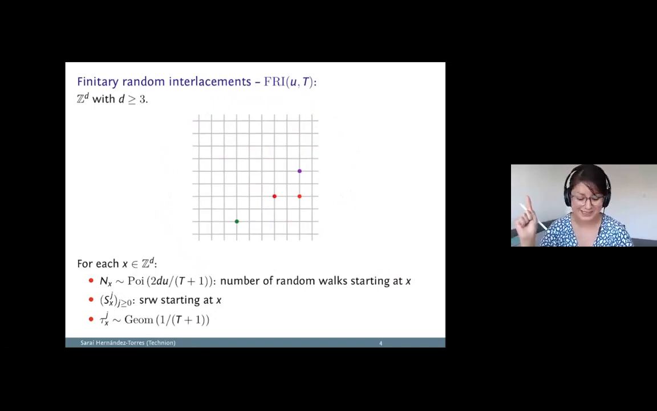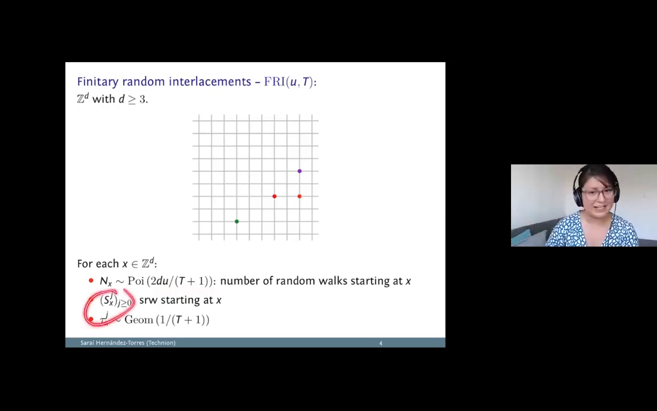As I promised, I'll give you a second construction of the finitary random interlacement. This is really the reason why we can do stuff here, because we have this very explicit way of looking at it that is not available in the same way in the random interlacement. Now we start from scratch. We have Z^d, and for each vertex I have these elements that are all independent of each other. I have a Poisson random variable with parameter the intensity level times the killing rate. This N_x indicates the number of random walks that are starting at that vertex x.